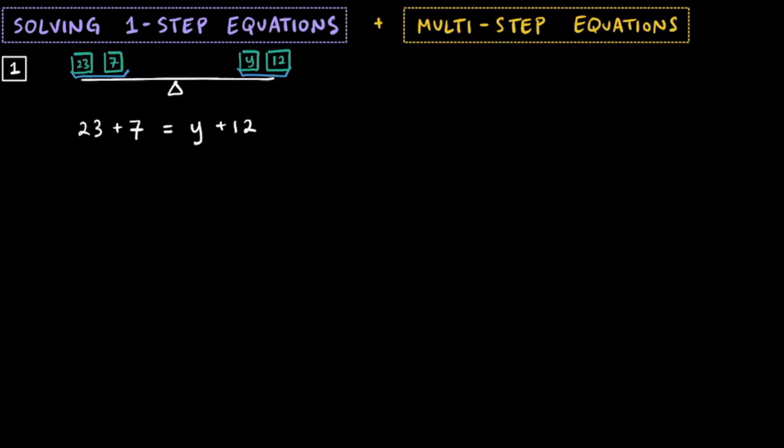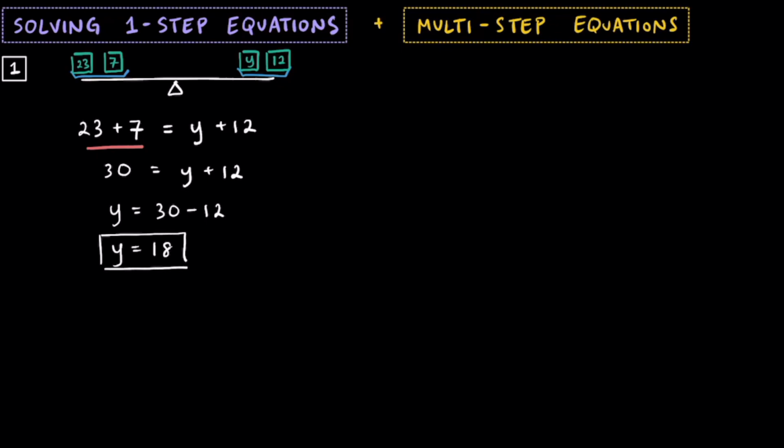Now, on the left side of the equation, we can combine these because this is just a numerical expression, and 23 plus 7 is going to be 30. So we'll have 30 is equal to y plus 12. And if 30 is equal to y plus 12, then we must be able to rewrite this and say that y is equal to 30 minus 12, right? And 30 minus 12 is going to be 18, so we know y has to be 18 pounds for this to be true. So that would be the answer for this first problem.